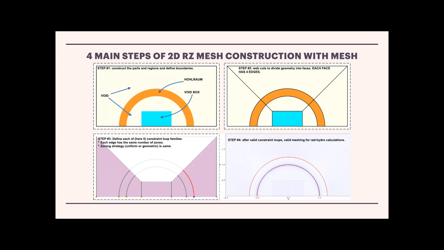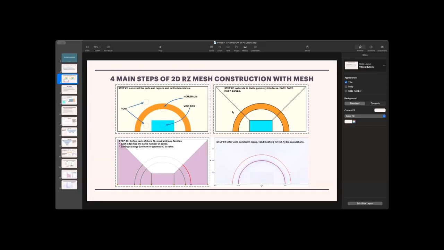The way to think of it is, each face has four edges in there. Do you guys see this arrow here? Yeah, we can see your cursor. Okay. So you see how each face has four edges? The idea behind it is the opposite edges have the same number of zones and the same sort of zoning strategy. It could be either uniform, or over here it could be geometric, like start off small here and go to bigger here. Those are really the only two things you have to care about.